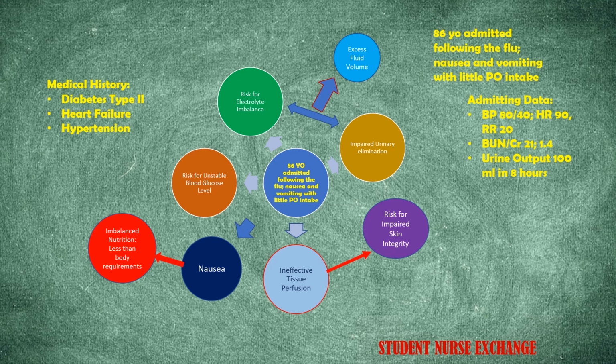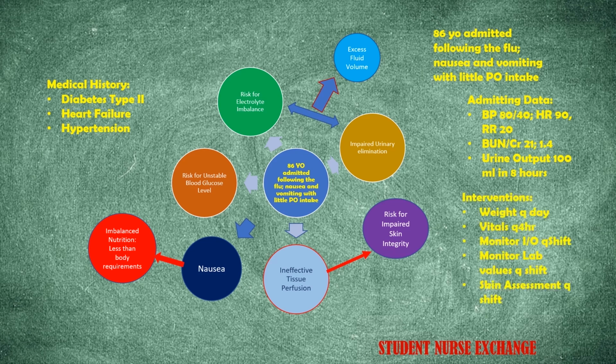Risk for electrolyte imbalance. Again, we're going to make sure we have the orders and also make sure that they're not at risk for electrolyte imbalances causing heart dysrhythmias. We're going to have to make sure those levels are normal. We may even put them on bedside EKG monitoring.